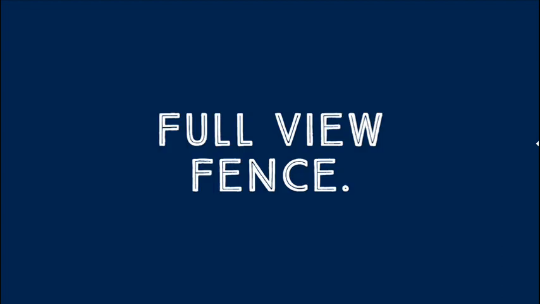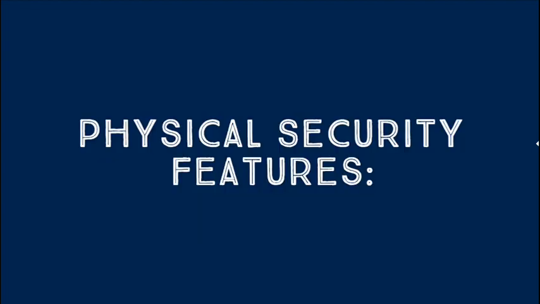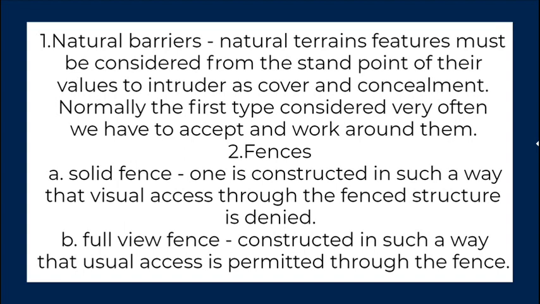Full view fence. It is designed primarily to prevent physical access between two areas. Constructed in such a way that visual access is permitted through the fence. Physical security features. 1. Natural barriers. Natural terrain features must be considered from the standpoint of their value to the intruder as cover and concealment. Normally the first type considered, very often we have to accept and work around them.